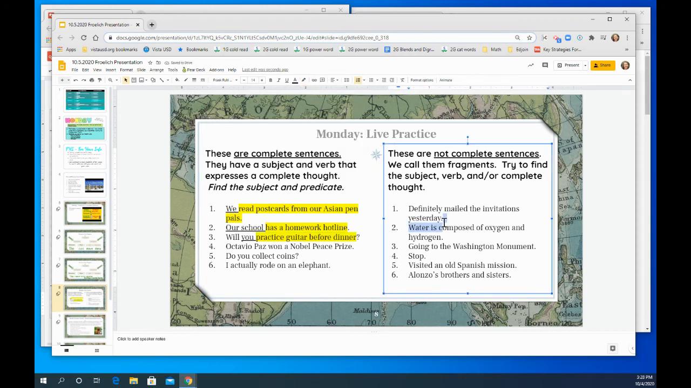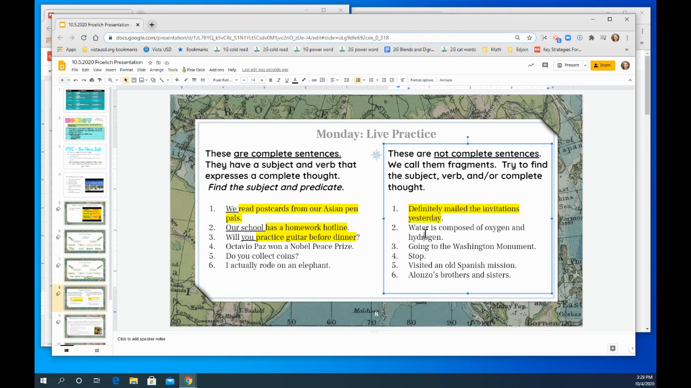Now we're going to try to find the subject and predicate in a couple more sentences. So let's look at this first sentence here. It says, definitely mailed the invitations yesterday. I want you to ask yourself, who is the sentence about and what is that who doing? Hopefully you noticed that there is no who in this sentence. It's missing the subject. We don't know who definitely mailed the invitations yesterday. So it only has a predicate. Since it only has one part of the sentence, we call this a fragment. It's a piece of a sentence, not the complete sentence.